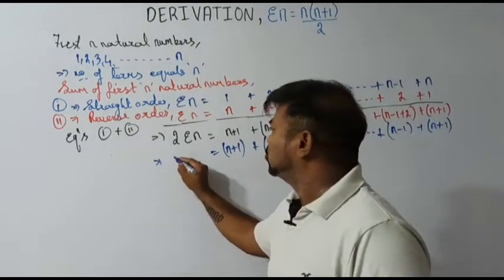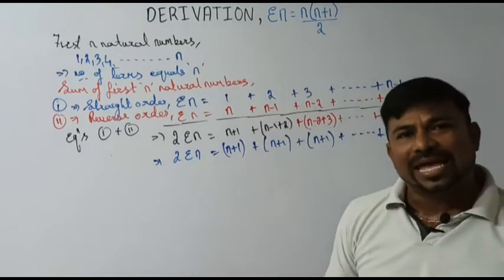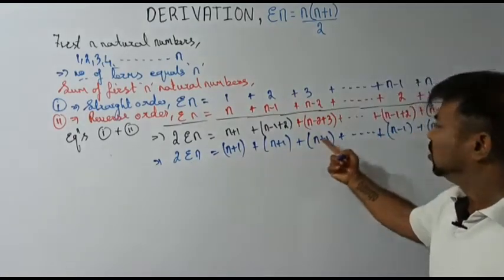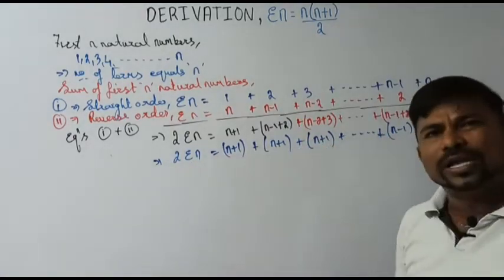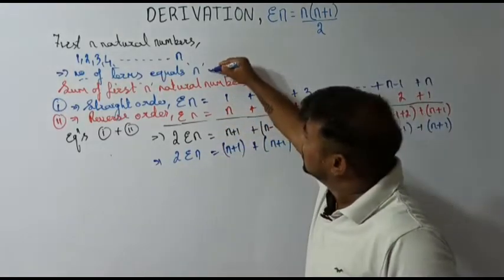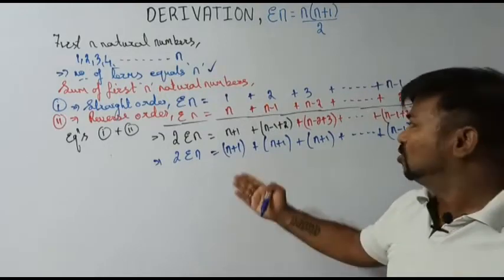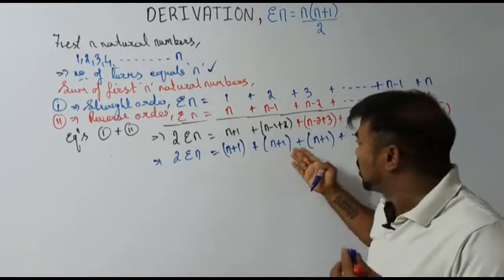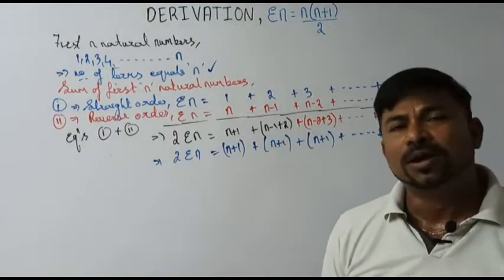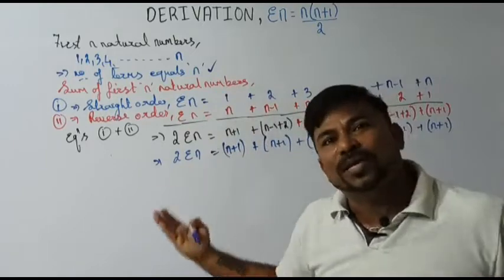So, this is the one which we are doing. Sigma so and so. 2 into sigma n equals, if you check it out, how many? We are having all in terms of n plus 1. Now, the second step plays an important role. How many terms are there? Of course, we are having n plus 1, n plus 1, n plus 1. Everywhere it's n plus 1. But how many n plus 1s are there? It is nothing but n of them.